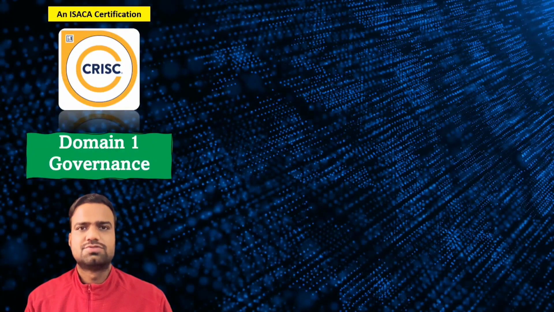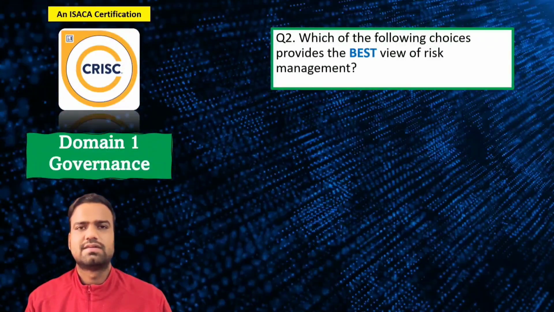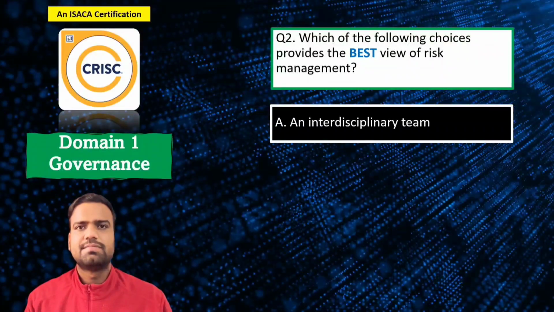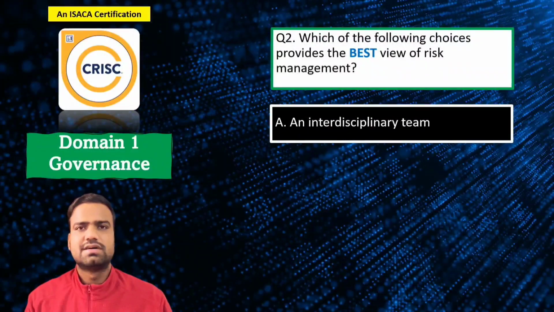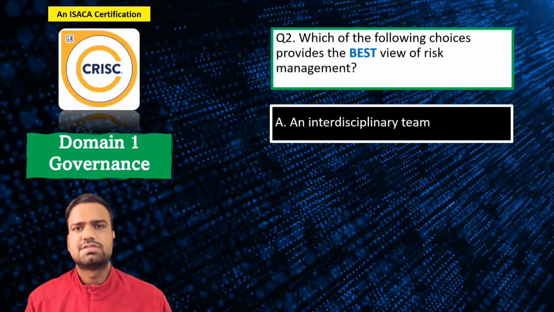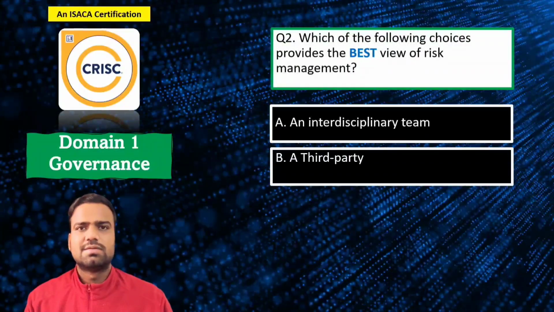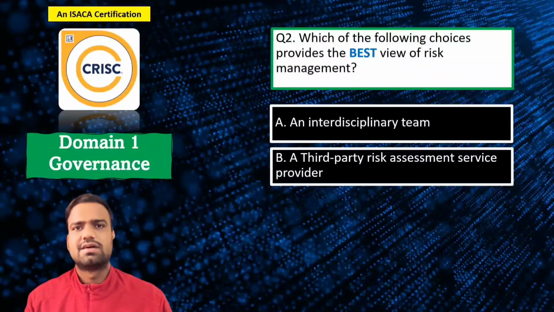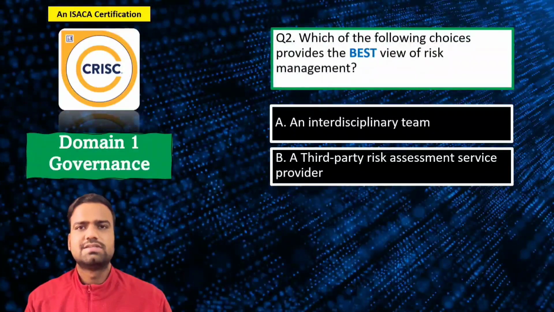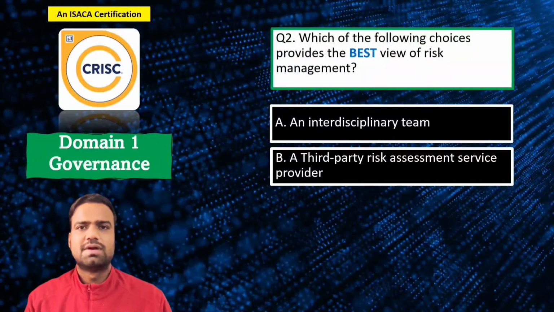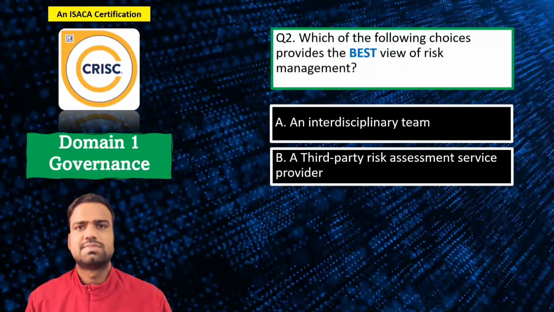Moving on to next question, which of the following choices provides the best view of risk management? An interdisciplinary team. Having an interdisciplinary team ensures that all areas are considered and included in the risk assessment process to support enterprise view of risk, right? A third-party risk assessment service provider. Engaging a third party to perform a risk assessment may provide additional expertise to conduct the risk assessment, but again, without internal knowledge, it will be difficult to assess the results of the risk assessment performed.